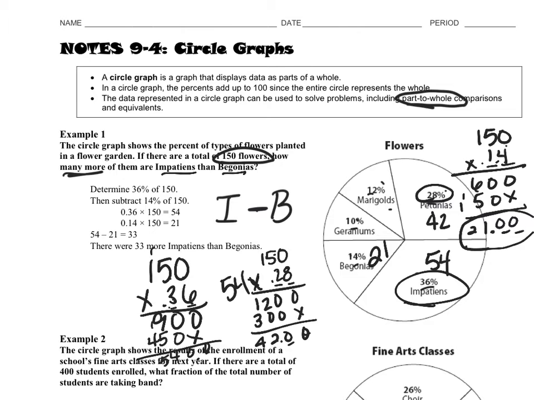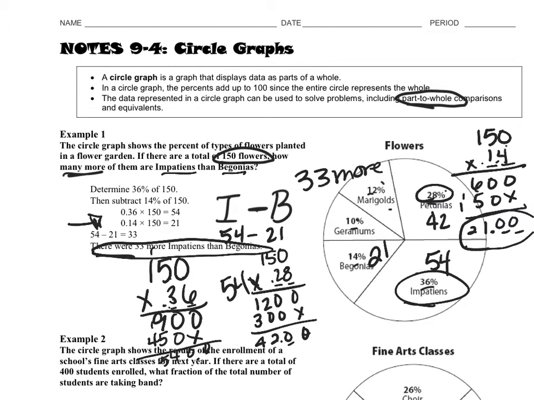So we're looking for how many more. How many more means subtract: 54 minus 21, right? Which is 33. That says that kind of right here, but I don't think y'all always understand this breakdown. So 33 more impatiens than begonias. Okay. How do y'all feel about that now that you've had a refresher? A little bit better? Coming back to you?